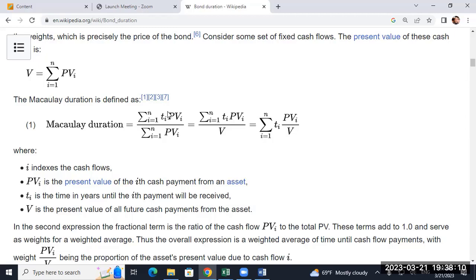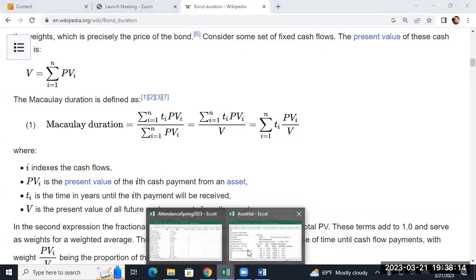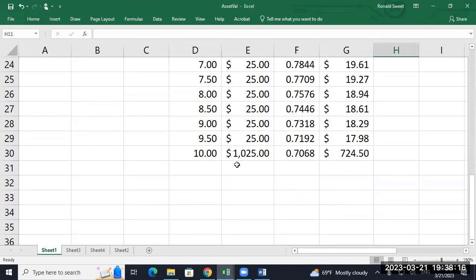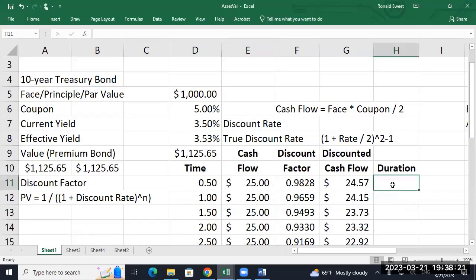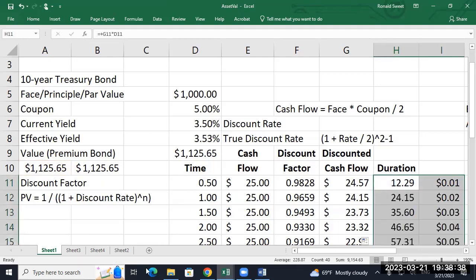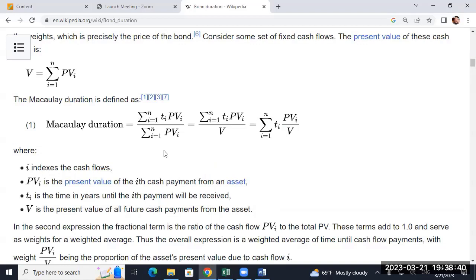Time, right? So what is duration? It's just a weighted average time to maturity. All duration is telling you is, hey, we get our cash flow in 10 years, but we get some cash flows before that. So the real duration of this is we get the present value, so that you're weighting your time by the present value. So that times the time, take that, divide it by the price. That's exactly what that formula is doing. So there's nothing complicated about duration.